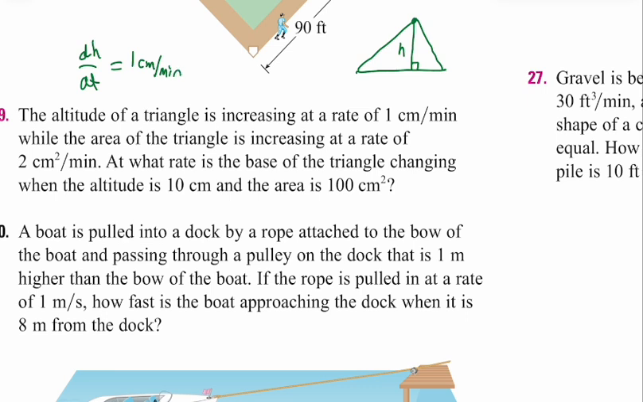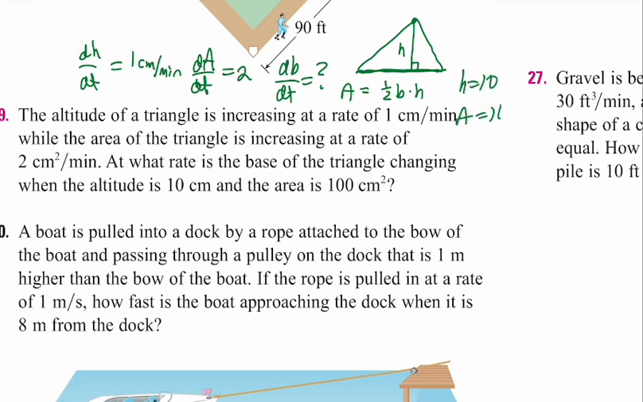The area of a triangle is 1/2 base times height. So when I say base, that's this side's length, okay? And then it says the area is increasing at a rate of 2 centimeters squared per minute. So dA/dt is 2. At what rate is the base changing when the altitude is 10 and the area is 100.